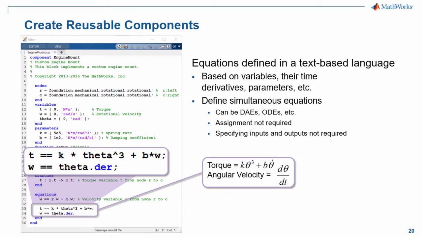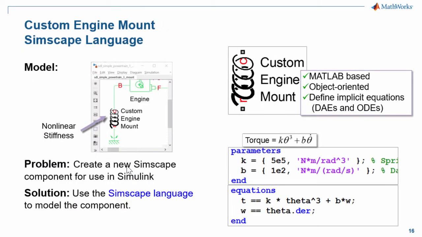We can define DAEs and ODEs, and important to note is that assignment is not required. It isn't as if we know what omega is and we are calculating t. All of these equations will be solved at the same time. We are not specifying inputs and outputs. It's a full implicit set of equations. In this demonstration, we have seen how we can define a custom component.